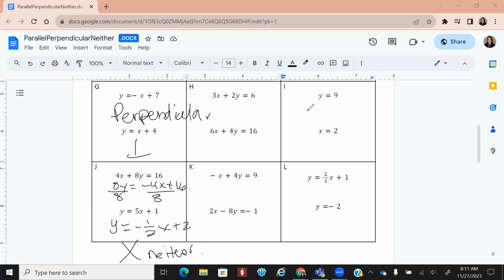I want to talk about I, because a lot of people make a mistake on this one. Any horizontal or vertical line, so this guy is horizontal, this one is vertical. Any lines written like this are going to be negative reciprocals. Those are going to be perpendicular. If it says y equals a number, that's going to be a horizontal line. If it says x equals a number, that's going to be a vertical line. Again, if you're not sure, you can graph them and you'll see that it creates that 90-degree angle.